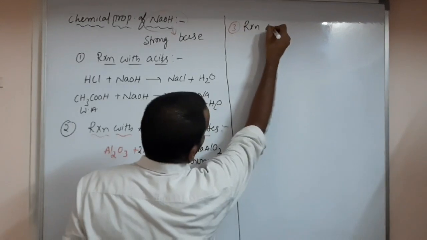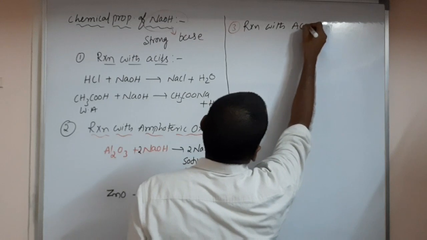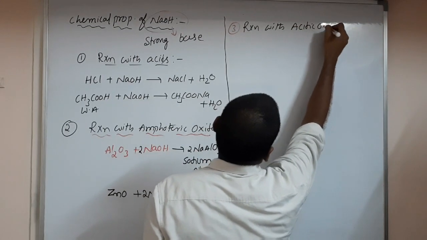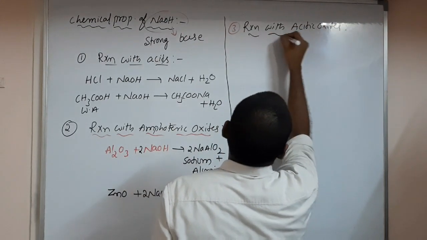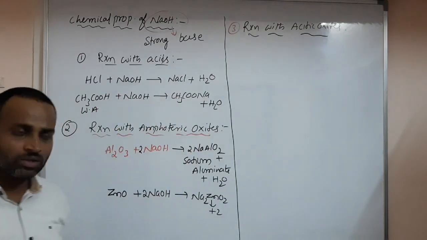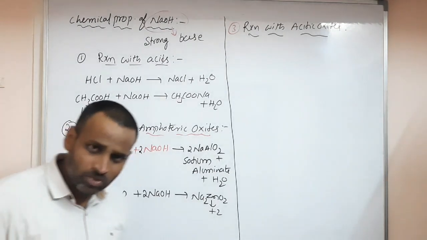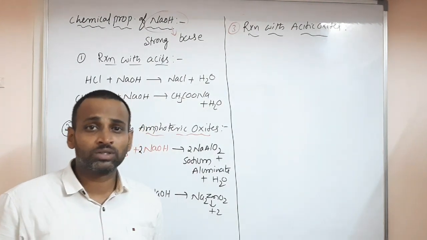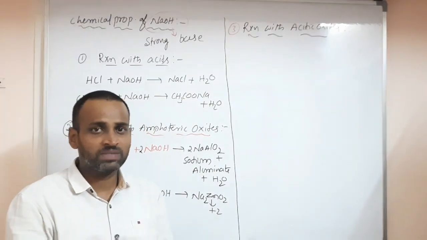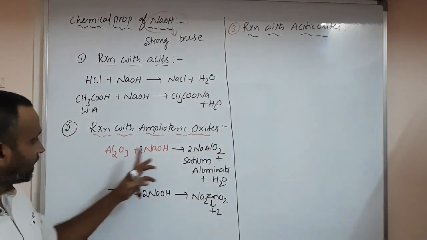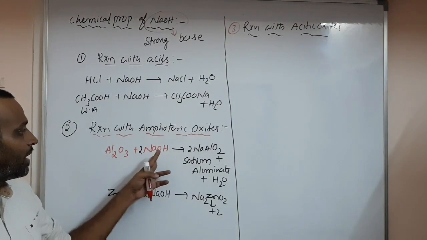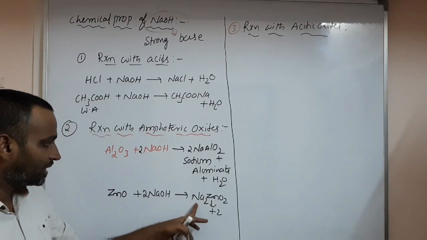Reaction with acidic oxides. Reaction with amphoteric oxide possible? Reaction with acidic oxide possible. Reaction with basic oxides possible? No, because sodium hydroxide is a base, and a base cannot react with a basic oxide. Amphoteric oxides can combine with sodium hydroxide. This is aluminate, and this is zincate.